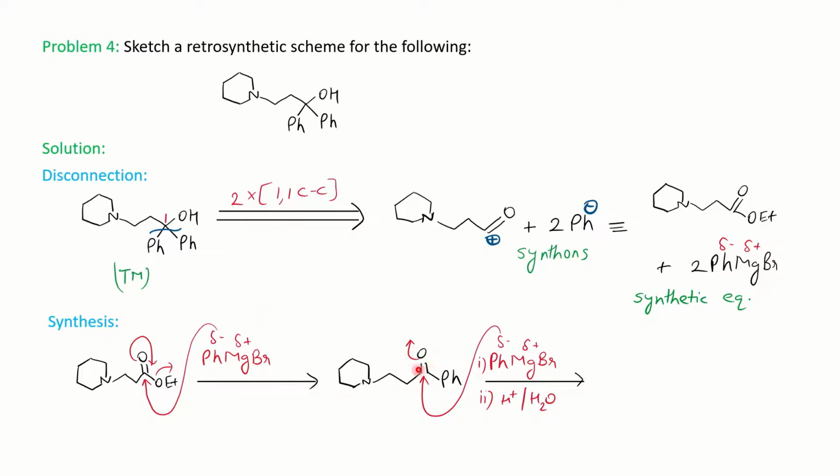Again you have a carbonyl molecule here. So you can show the second attack of this Grignard molecule, and after hydrolysis it will give you the target molecule. So this is how you can design your target molecule when you apply the two-group C-C disconnection method.